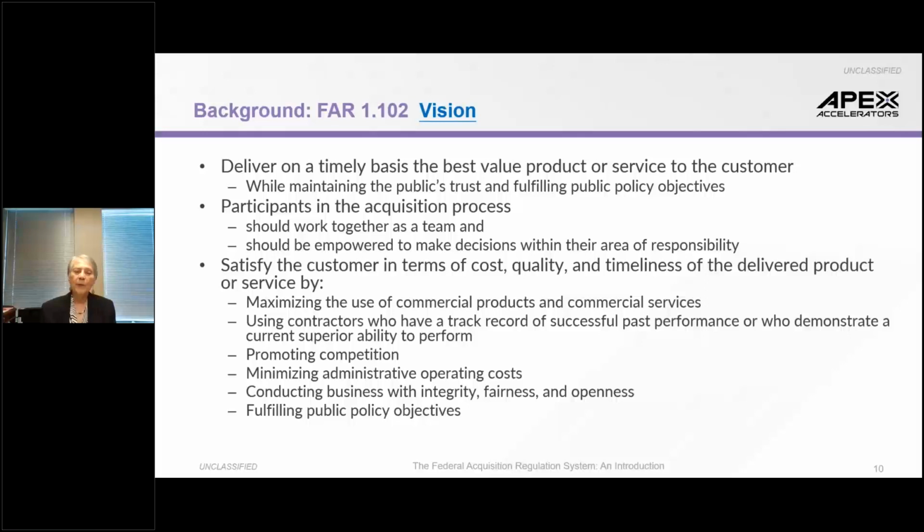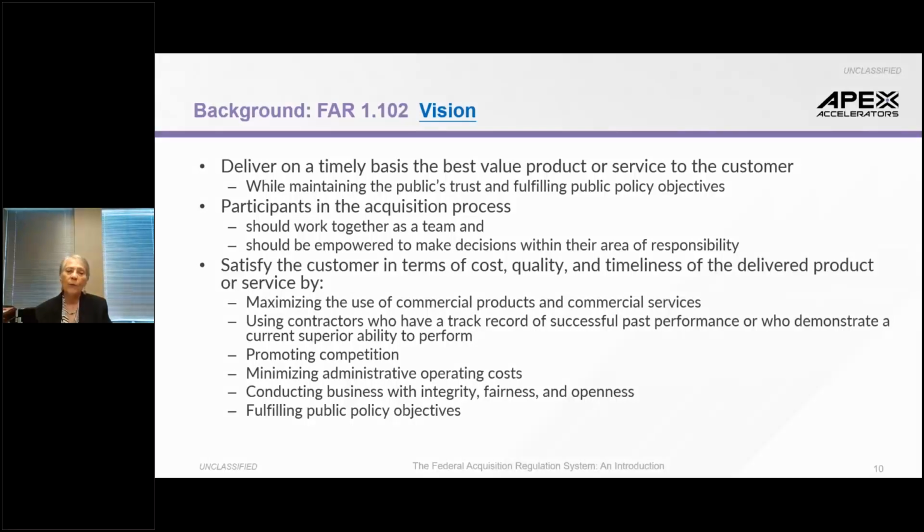And they talk about the participants in the acquisition process, and they say they should work together as a team. So you may have people who are involved with the program, or the people who need the parts out in the field, or people who need the service. And then you have a support team around them. And these are basically your requirements people. They decide what needs to be bought.